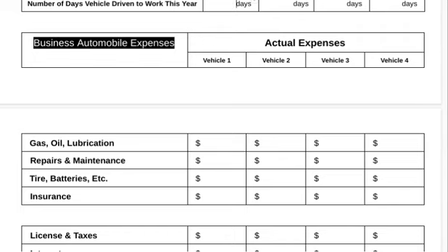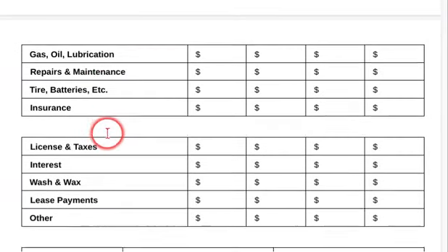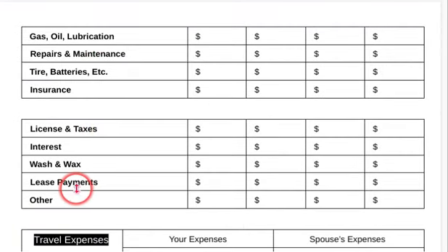Tires and batteries, but make sure you put them in the right category. So tires and batteries, repair and maintenance, license and taxes, right? Any sales taxes, license, interest, wash and wax. You have to keep them wash and wax, right?